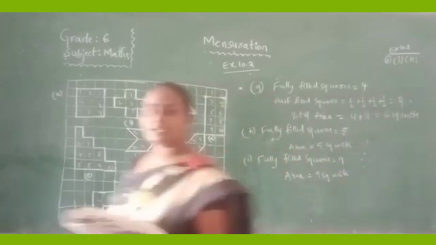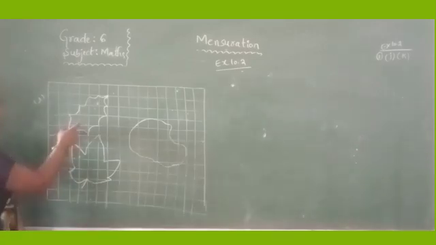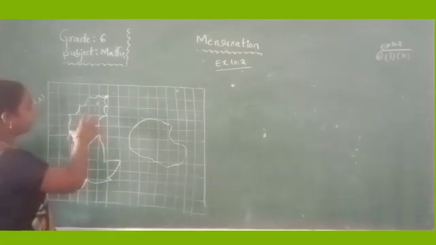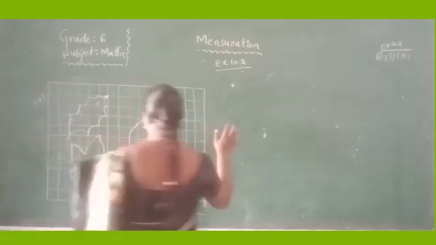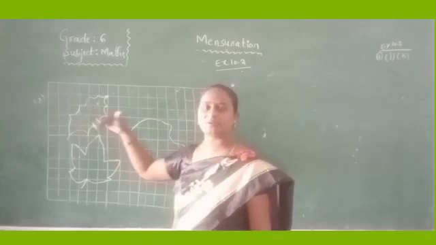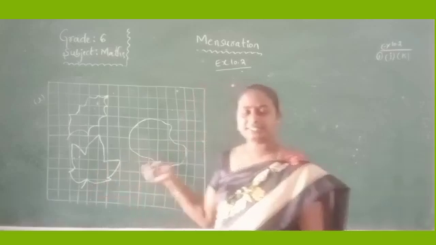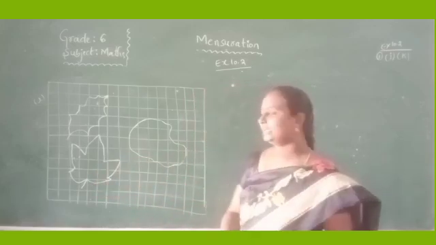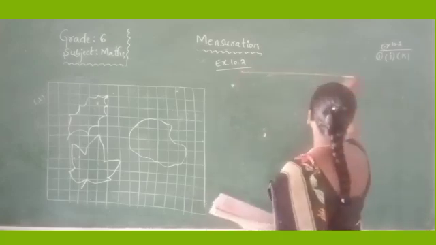Now I am explaining L problem, how to find the area of that. Dear children, I have drawn here different figures. We have to find the area of these figures. For that, we will prepare one table. Then we will easily write how many full squares, half squares, more than half squares, less than half squares. So draw the table.